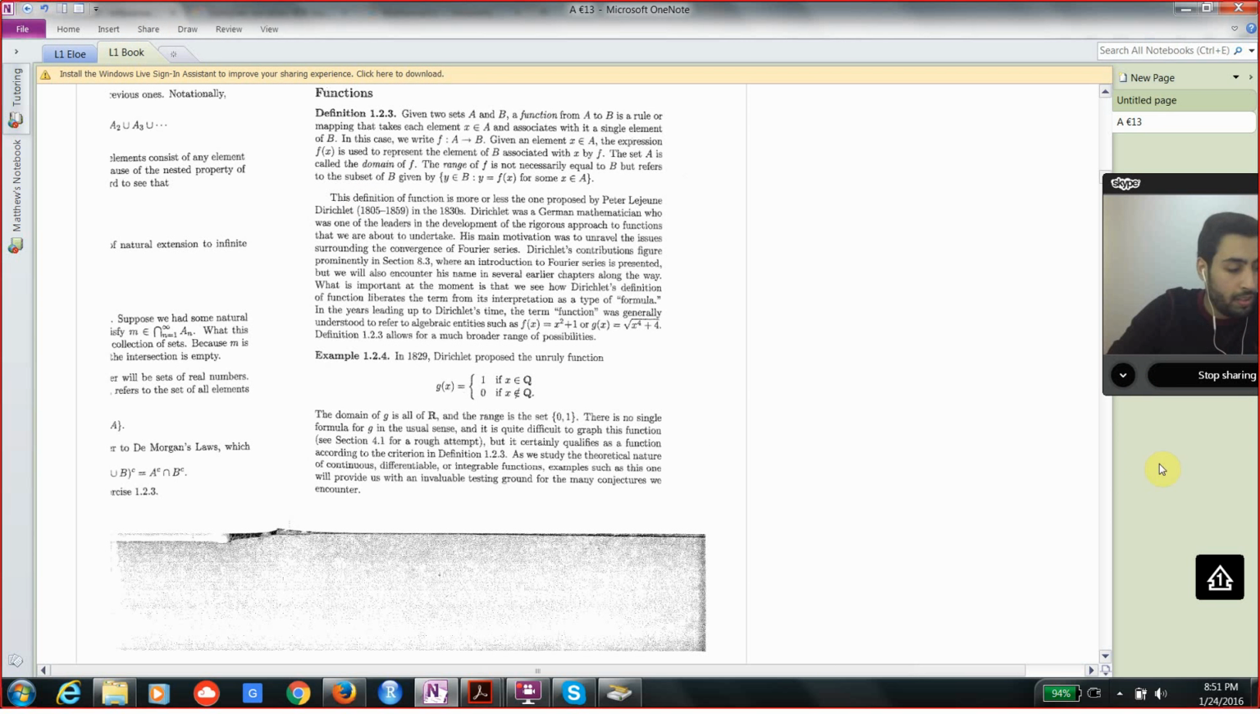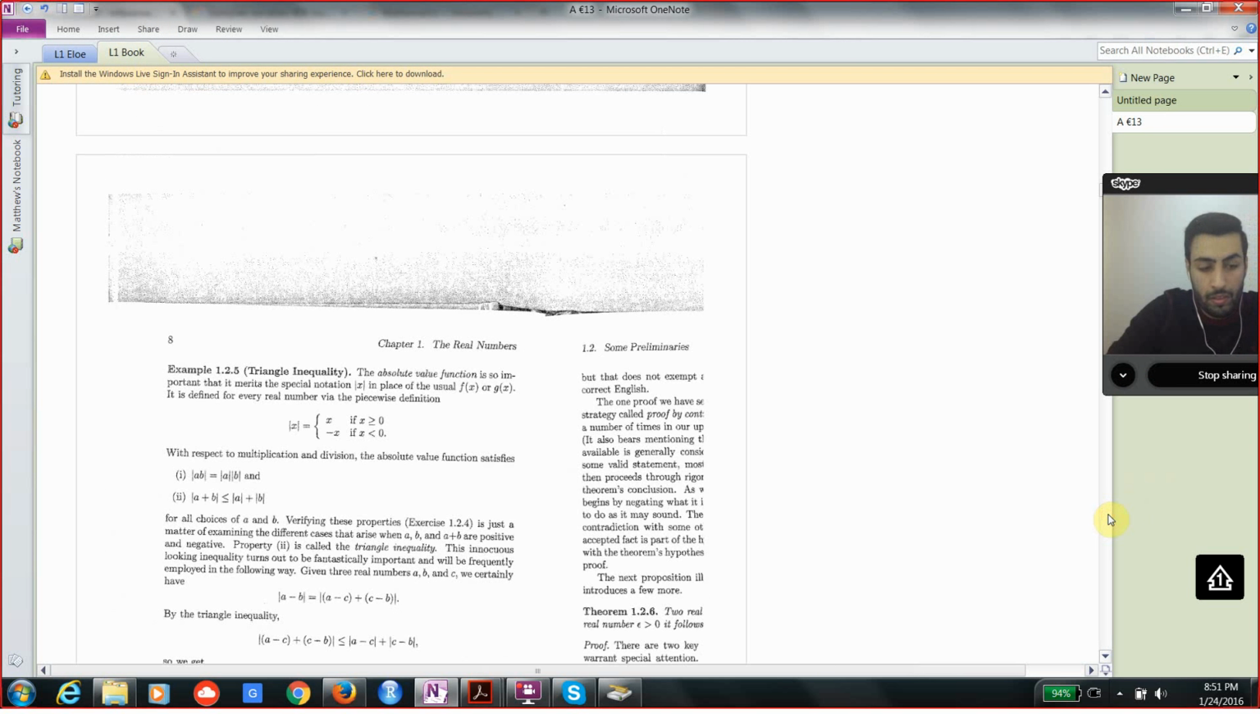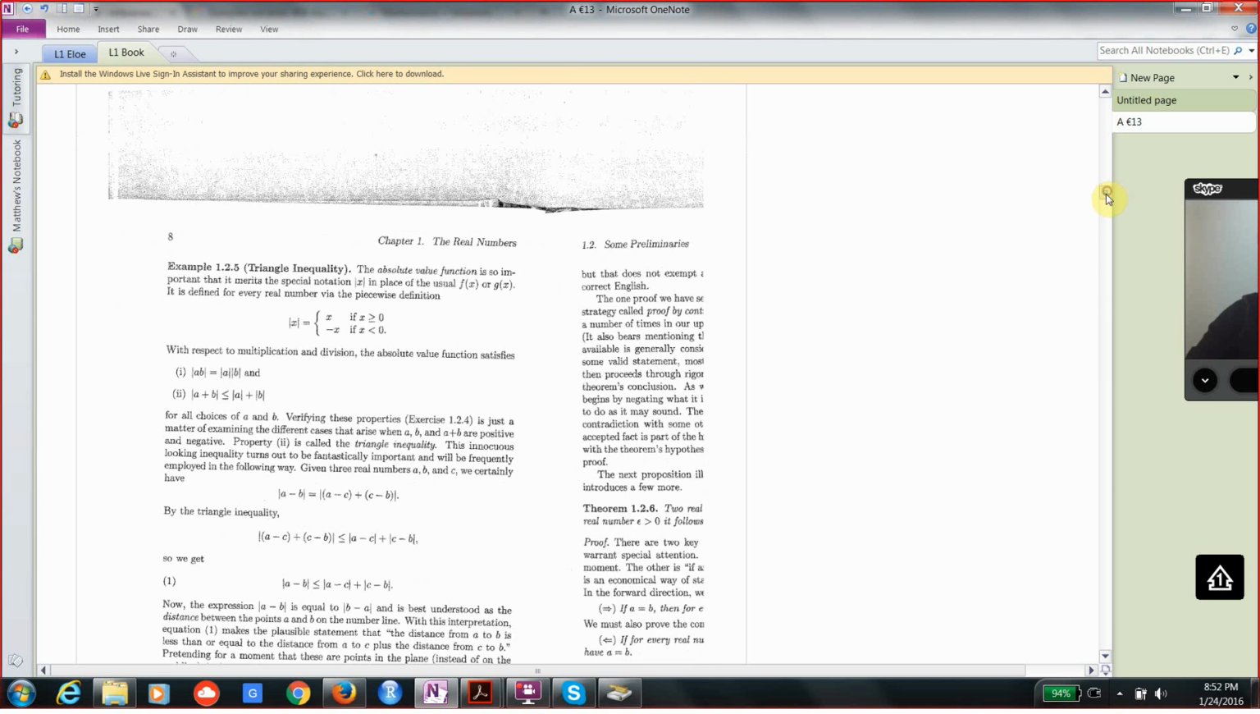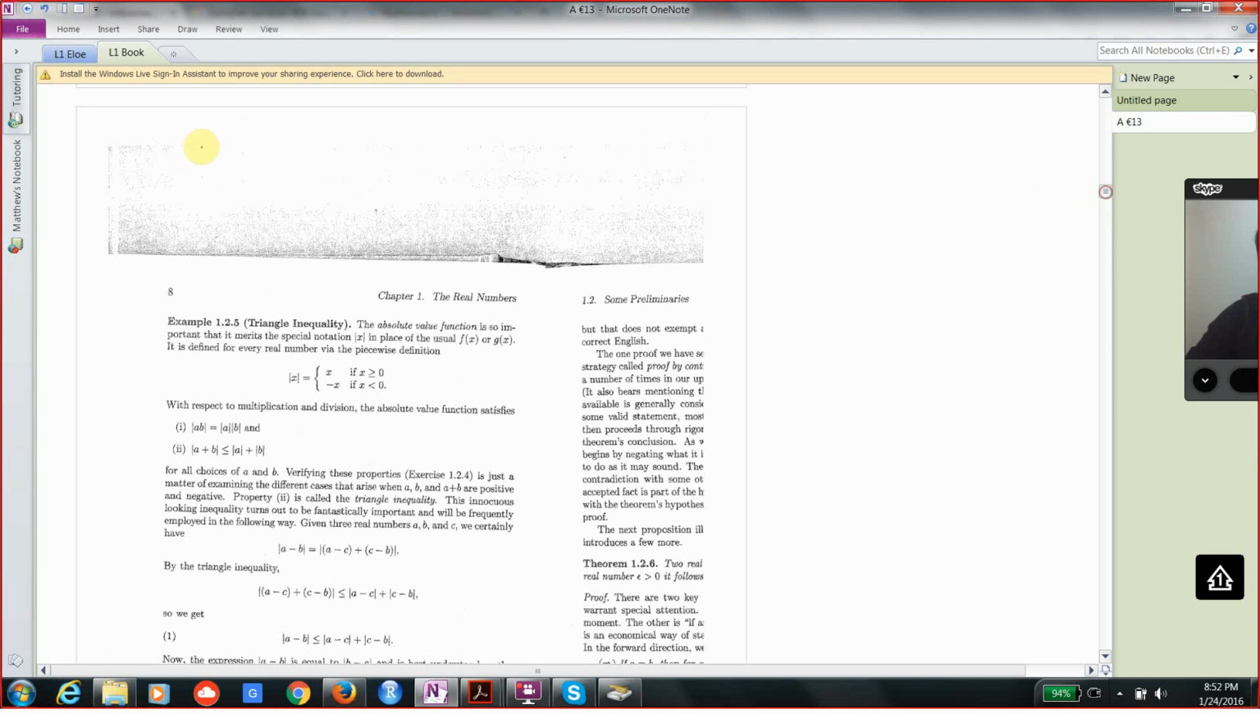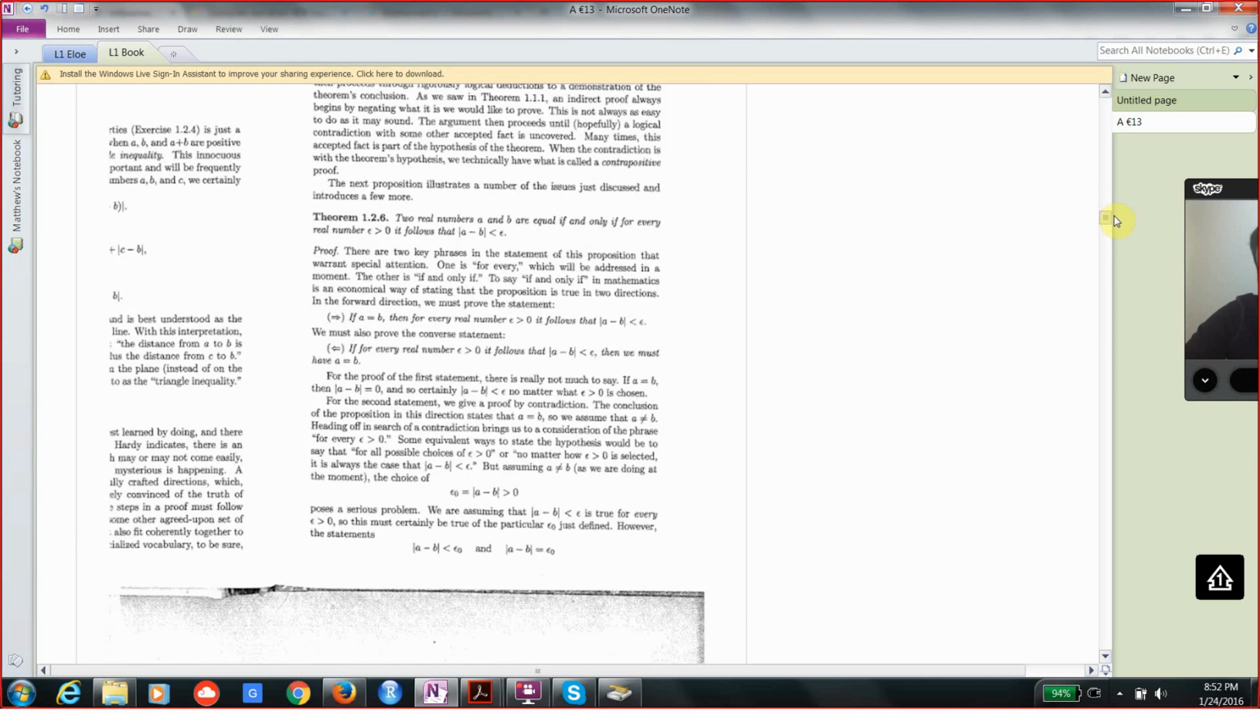So let's look at the homework. The one thing he's talking about is the triangle inequality. He gave a homework problem on this. This is a really important thing. So let me do the homework problem on triangle inequality, and then I'm going to talk about it a little bit.